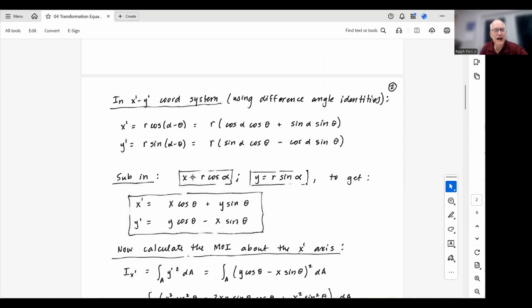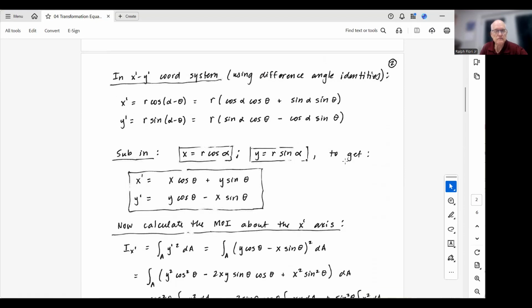But we're going to sub in x is equal to r cosine alpha and y is equal to r sine alpha. And so if you look up here, there's an r cosine alpha. Well, that's x. There's an r sine alpha. Well, that's y. There's an r sine alpha here. That's y. And there's a minus r cosine alpha. That's x. And so these simplify to x prime is equal to x cosine theta plus y sine theta. And then y prime is y cosine theta minus x sine theta.